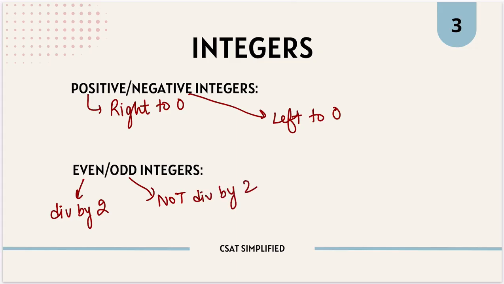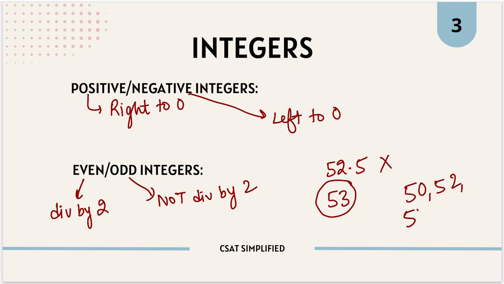So, first I will ask you, is 52.5 an integer? No, because it's a decimal number. Now, is 53 an integer? Yes, 53 is an integer because it is not a decimal. Is it an odd integer or an even integer? Odd integer. Why? Because it is not divisible by 2. What are numbers divisible by 2? Like 50, 52, 54. These divisibility rules we are going to learn in future classes, but today you just need to know what odd integers and even integers are.